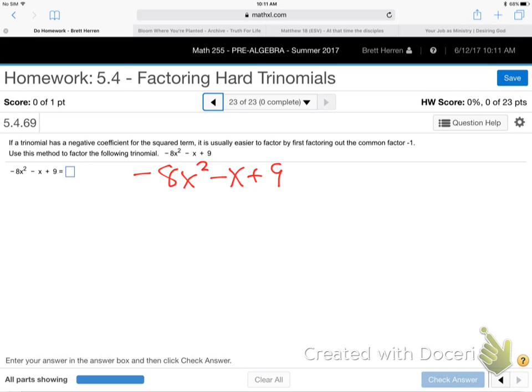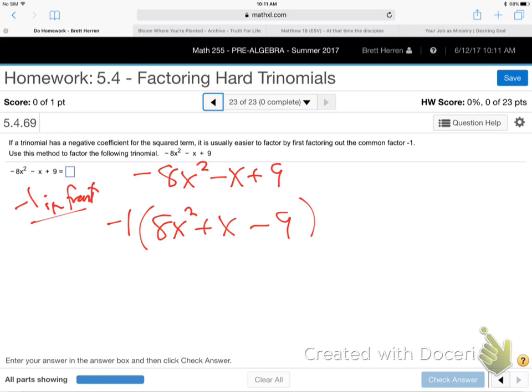All right. So what do you do first when you got a minus in the front? Minus 1. All the signs change. 8x squared plus x minus 9. Good. The numbers don't change, just the signs. Minus 1 in the front. Right? Okay, now leave that minus 1 in the front, do the 2 parentheses, and we're thinking FOIL. Okay, so how are we going to do the FOIL thing?